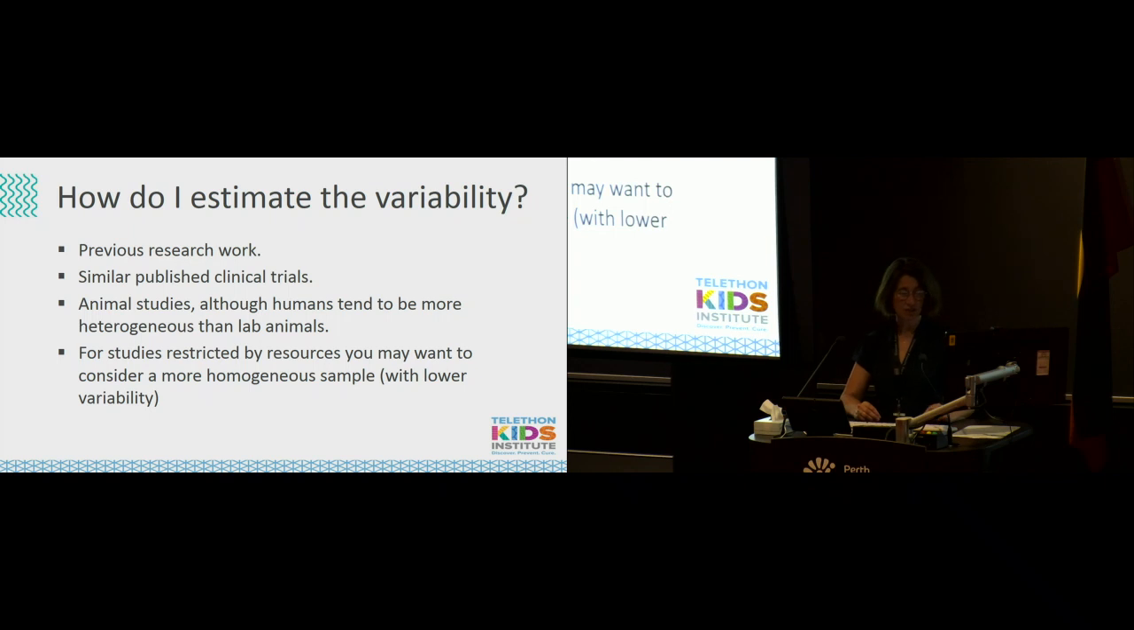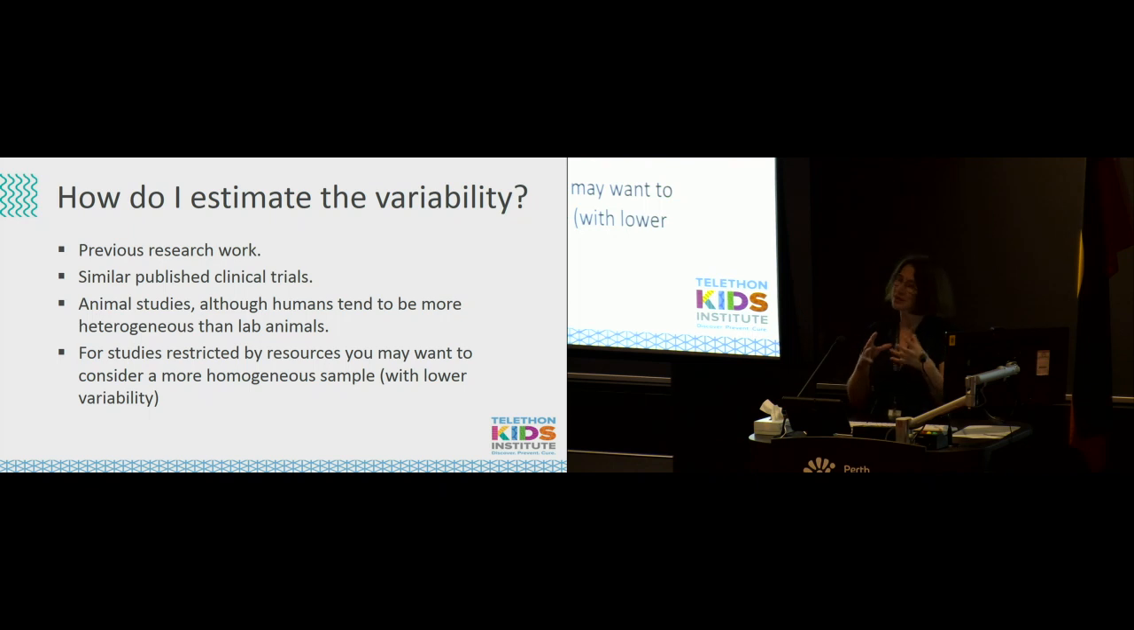And for studies restricted by resources, you may want to just consider a more homogeneous sample, knowing that you'll have lower variation. So if you do your sample size calculation and you can't afford to do that study, you might want to reduce your variation by looking at a more homogeneous, a more similar group of individuals. Because the more similar those individuals are, the less variation there's going to be in your outcome.